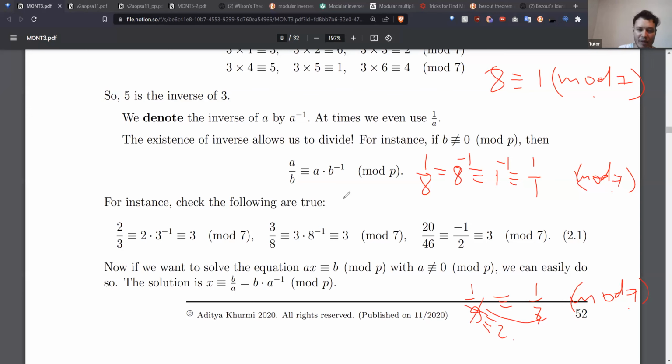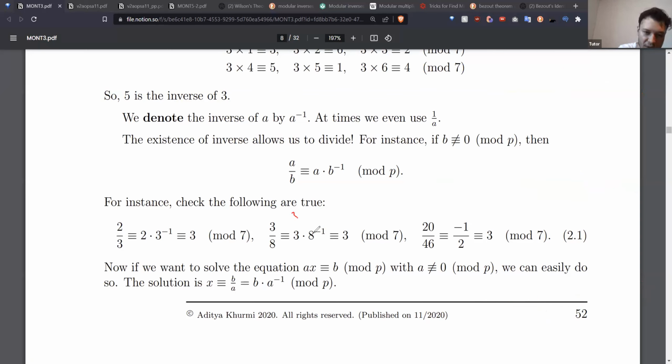So in this case, I can take this 8 inverse and write it as 3 times 1 inverse, but the inverse of 1 is 1 itself, so I can just forget about this. So it's just 3, right?